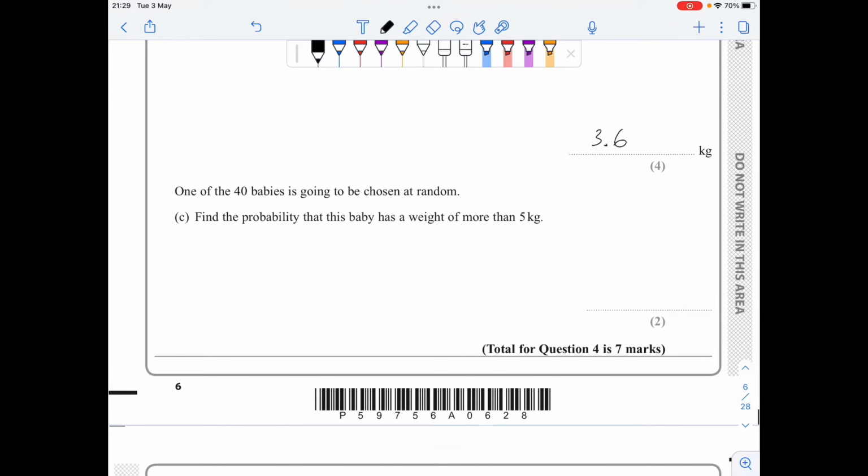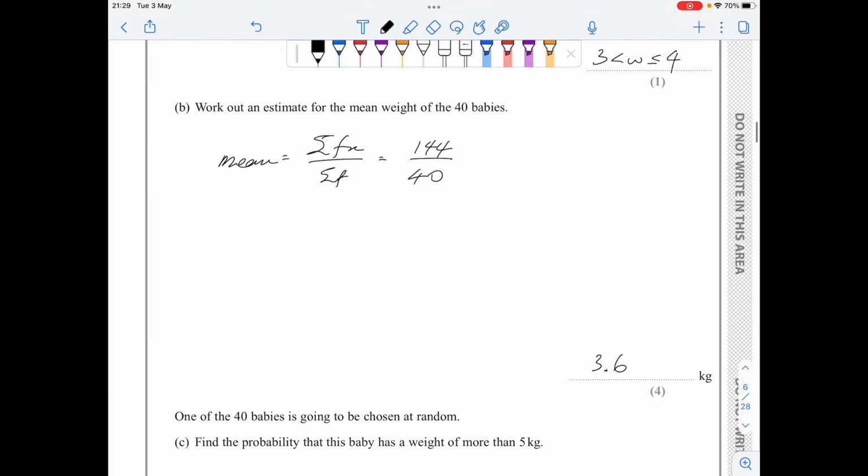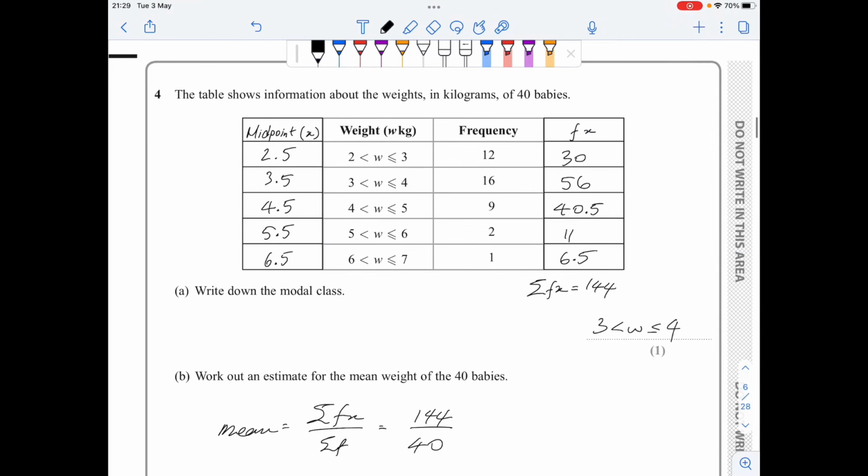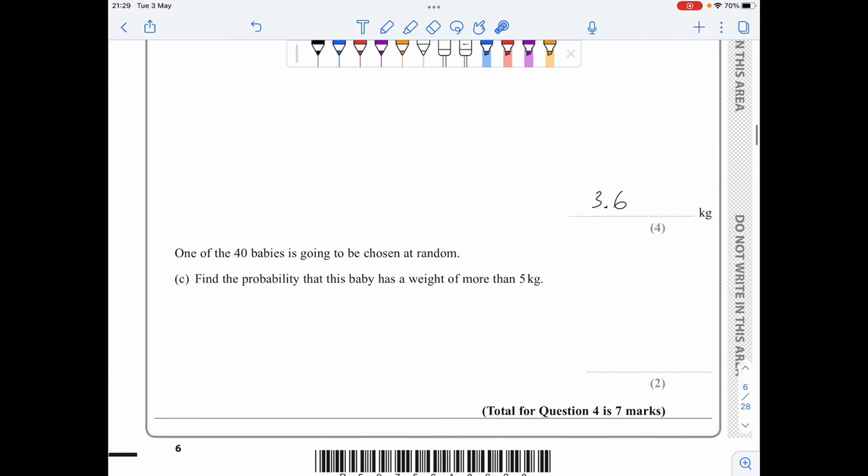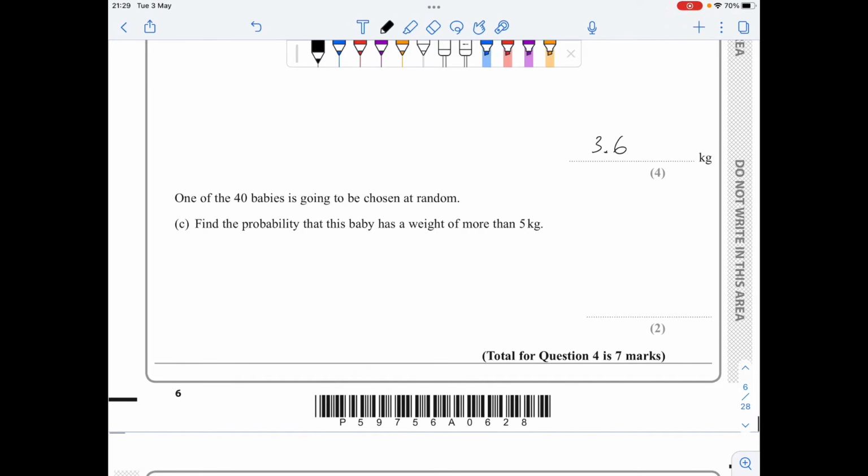For part C, one of the 40 babies is chosen at random. What's the probability it has a weight more than 5 kilograms? Now, from the table, there are 3 babies with a weight more than 5 kilograms. So my answer here will be 3 over 40.